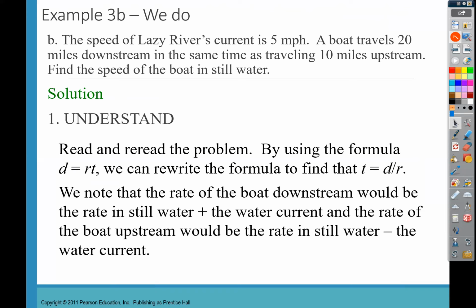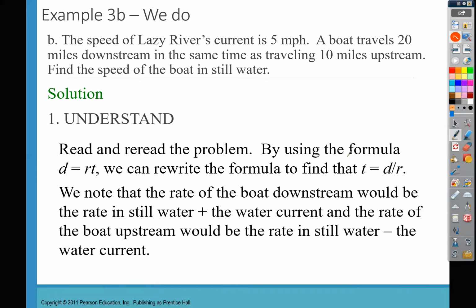Now, why would we want to do that? We note that the rate of the boat downstream would be the rate of the boat in still water plus the rate of the current, and the rate of the boat upstream would be the rate in still water minus the current. Because if you're going downstream, the current is going to push you along. If you're going upstream, the current's going to slow you down.